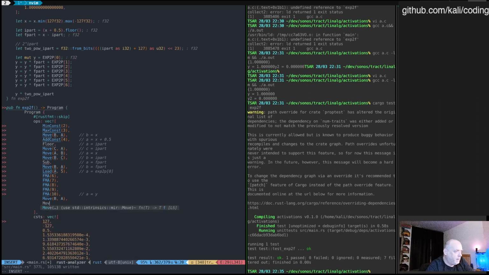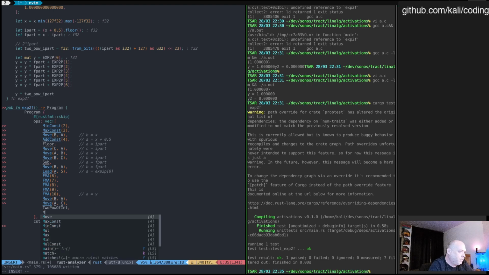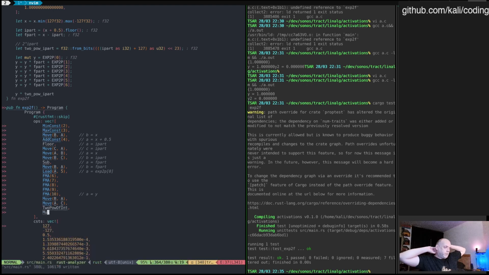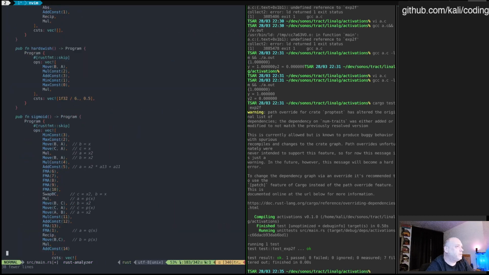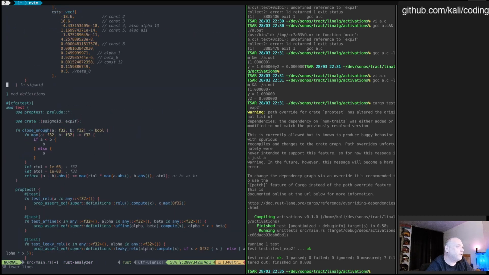I'm moving in A the I part which was put in C. Is that right? Yes. I can do now the 2 power of int mul, and that should be exponentiation. I mean, exponentiation base 2. Maybe. Let's try it. So I'm gonna put it with the other ones over there.